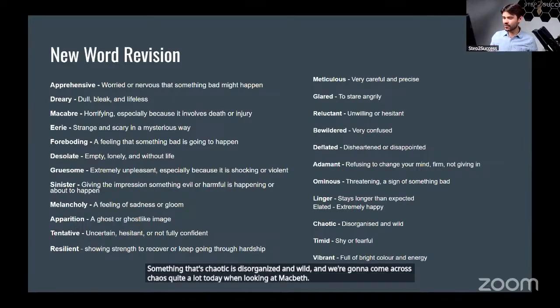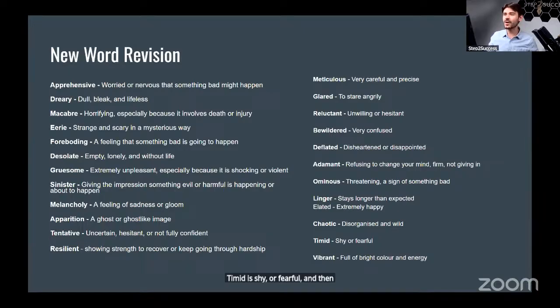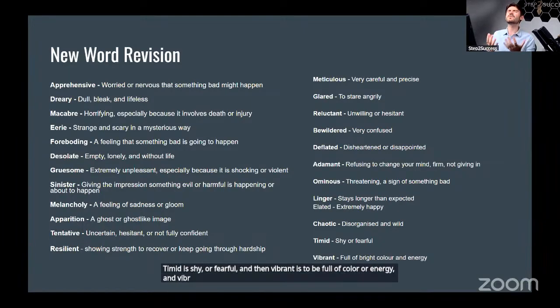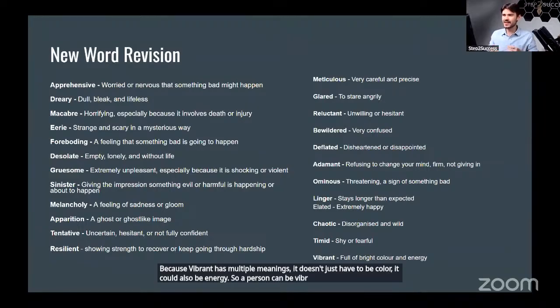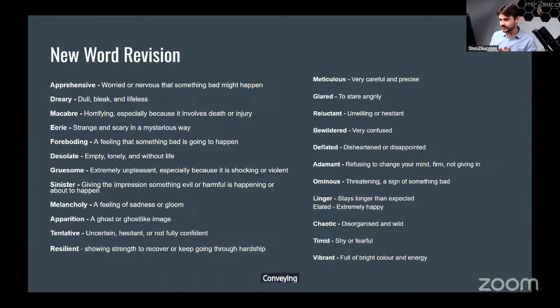Timid is shy or fearful, and then vibrant is to be full of color or energy. And vibrant is a lovely one, again, to use for personification, because vibrant has multiple meanings. It doesn't just have to be color, it could also be energy. So a person can be vibrant. It means they can be full of energy, they can be happy, they're full of life, conveying so much positivity.